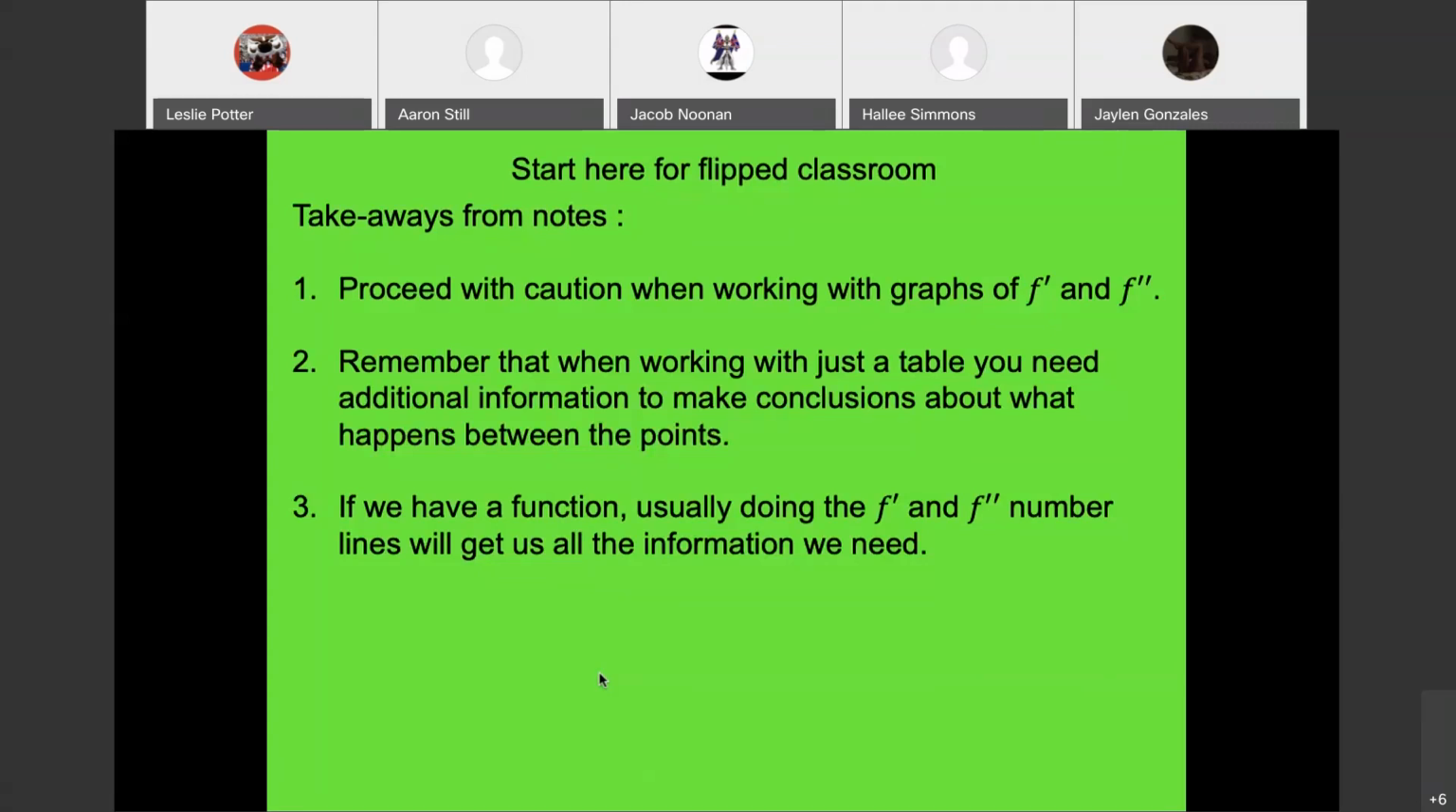This is the time to be meticulous in things like labeling your number lines f prime and f double prime, because we've got two of them now. Making sure we're sticking to those definitions of maxes and mins and concave up and concave down, sticking really close to those definitions. So any questions about that?